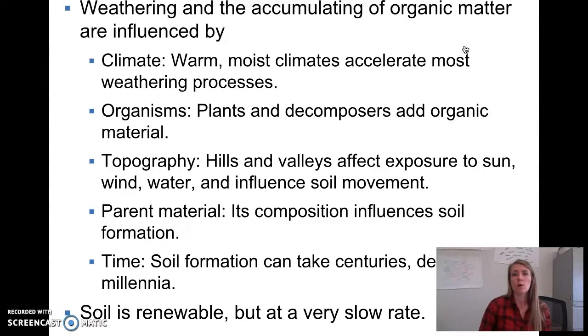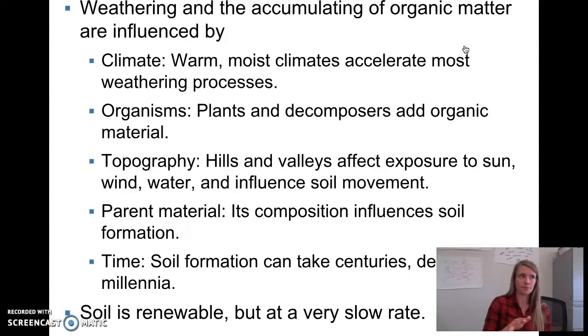So climate. Warm, moist climates accelerate most weathering processes because high temperatures and an increase in moisture increase the speed of most biological processes. So it's just going to make things happen faster. That's chemistry. The particles are going to move faster. Organisms will affect it. Plants and decomposers add organic material. So just as decomposers and plants are available, they're going to add more organic material to the soil.